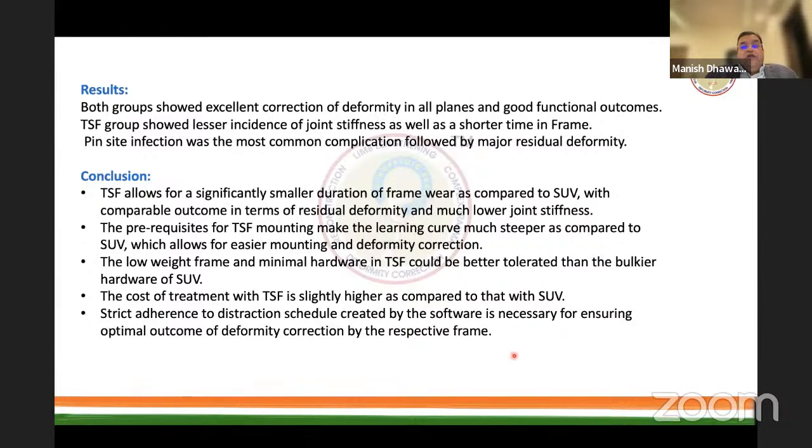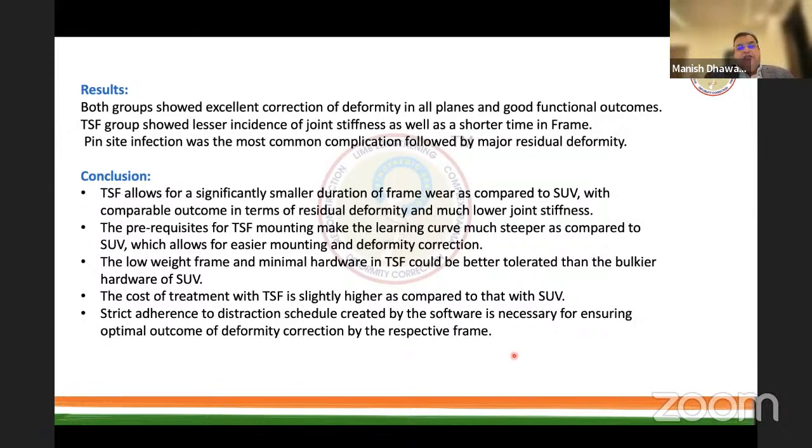Results: both groups showed excellent correction of deformity in all planes and good functional outcome. The TSF group showed less incidence of joint stiffness as well as shorter time in frame. Pin site infection was the most common complication, and sometimes we could not get the full correction. But pin track infection was less in the Taylor Spatial Frame because of the HA-coated pins.